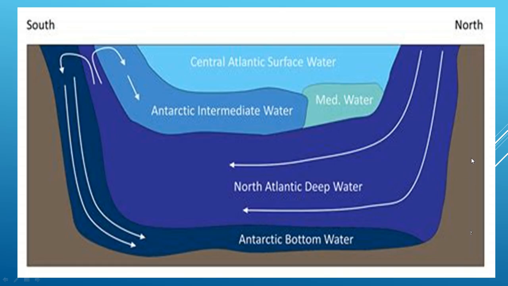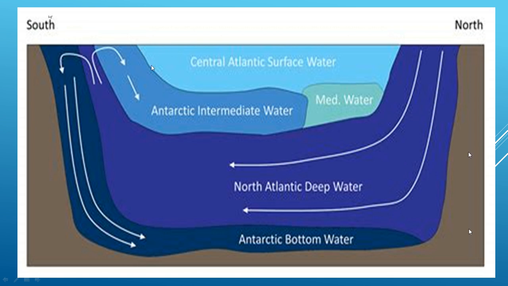So, here's an introduction. Now, this is diagrammatic, but we're looking at the South Pole on this side, the North Pole on this side. This is for the Atlantic Ocean. Okay? We have Central Atlantic surface water, we have Antarctic intermediate water, and we have North Atlantic deep water, and then underneath it all, dive bombing off the Antarctic coast, is the Antarctic bottom water.